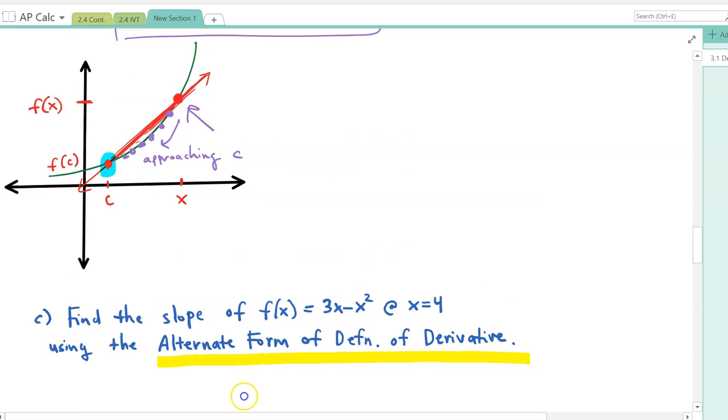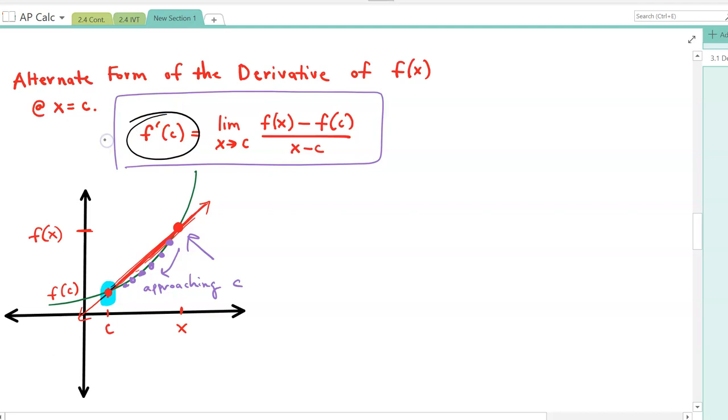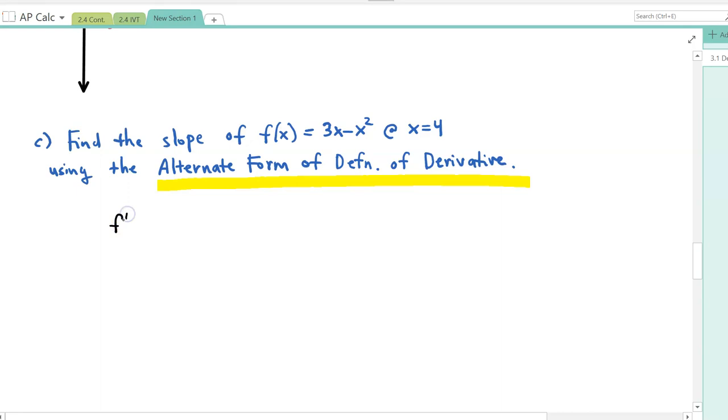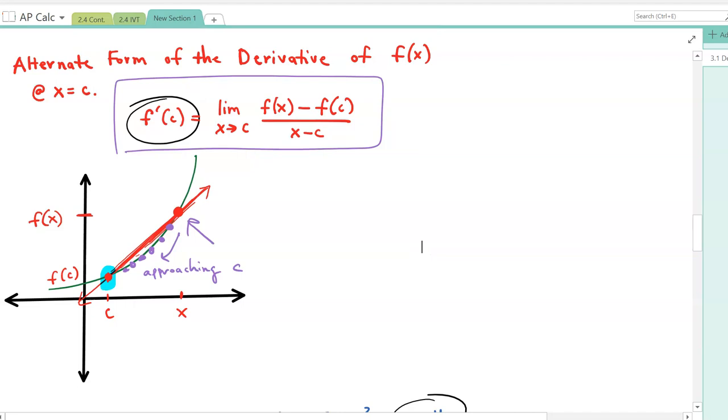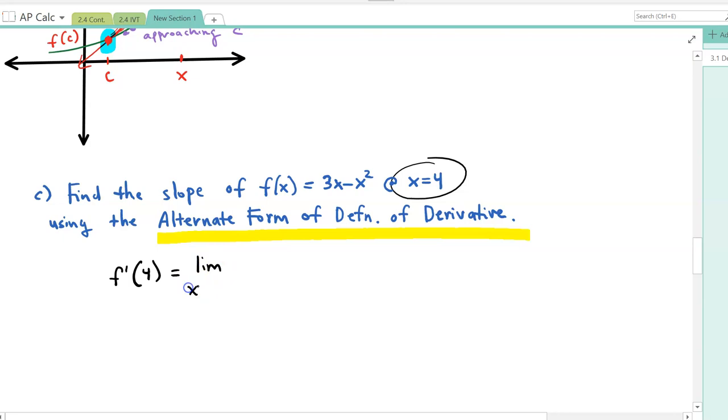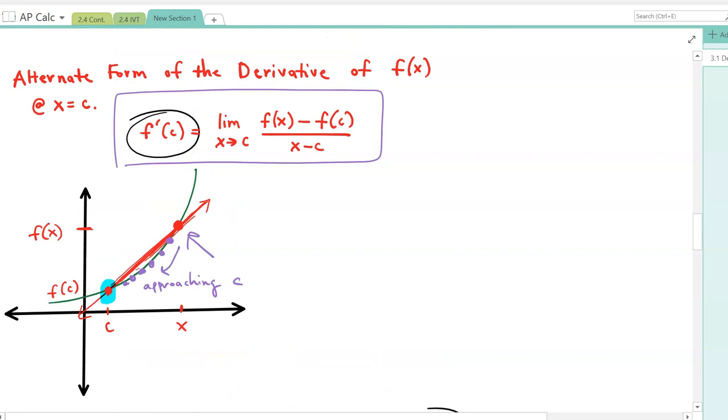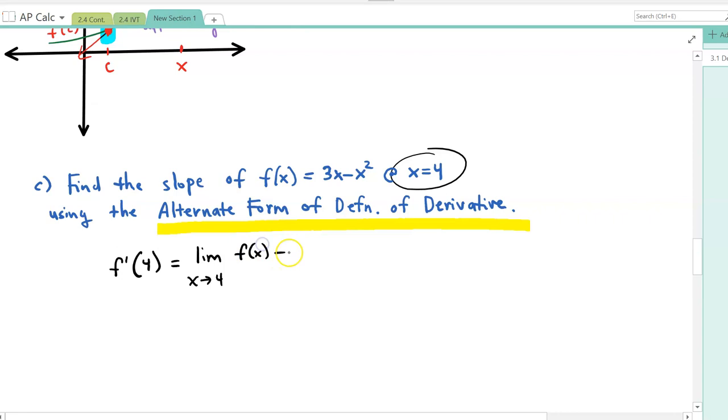So in this alternate form, it says start off with f prime of c. So f prime, our c value is 4. We want to find the derivative at 4. So take the limit as x approaches c, your number. The limit as x approaches 4 of f of x minus f of c, so we have f of x minus f at 4, c is 4, all over x minus 4.